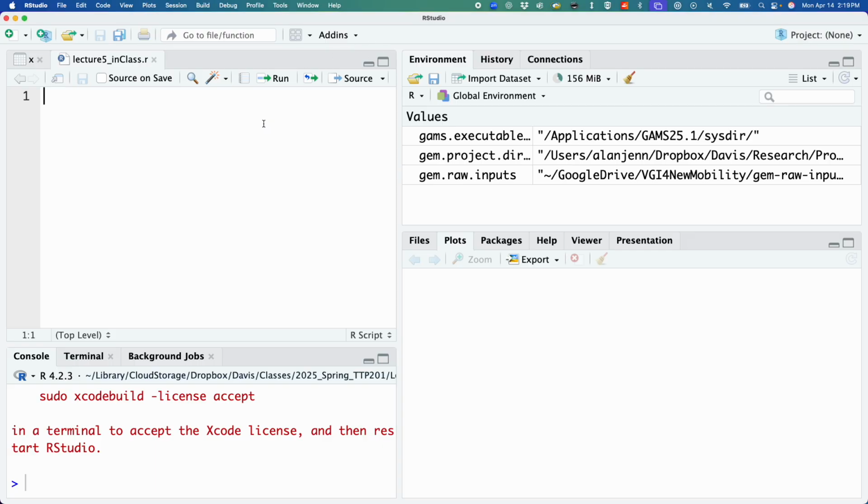Yes. Can we turn the light up on both of them? Yeah, sure. Better? Okay.